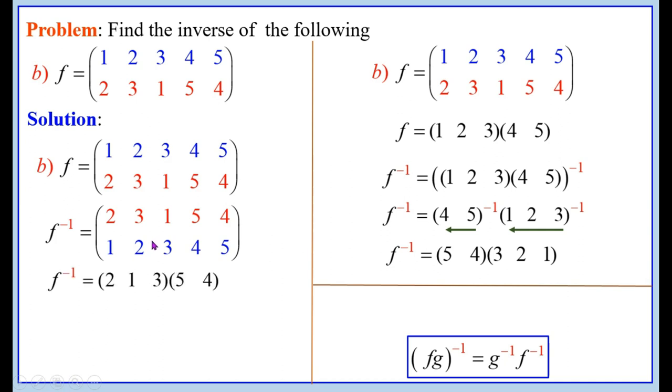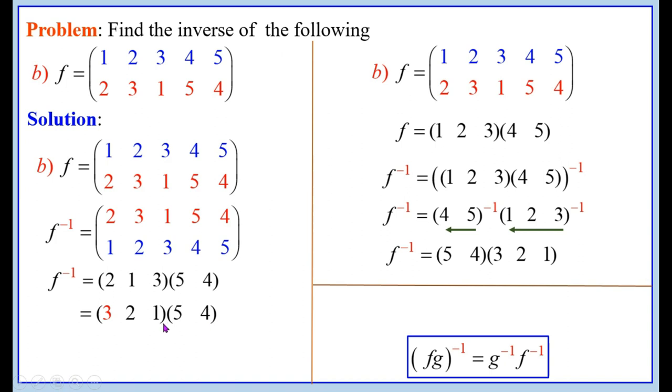Let us verify this now. F inverse is equal to, this is 2 to 1, 1 to 3, 3 to 2. So that is one cycle. 5 to 4, 4 to 5 is another cycle. We know that while writing a cycle, we can start with any number and we have to write the rest of the elements without affecting their order. Therefore, the cycle (2, 1, 3) can be written as (3, 2, 1), starting with 3. That is 3, then 2, then 1. And (5, 4) is there. Therefore, this is the product of the cycles (3, 2, 1) and (5, 4).